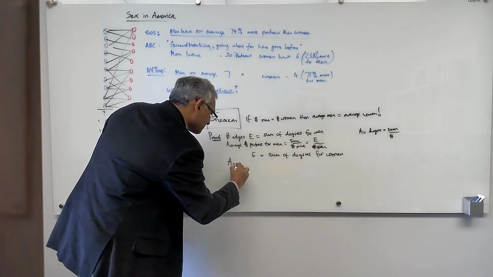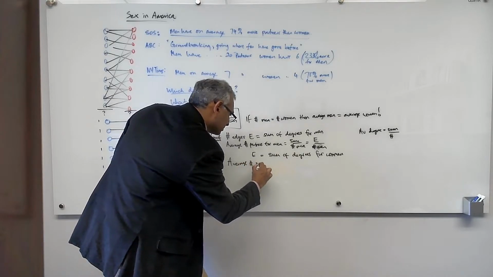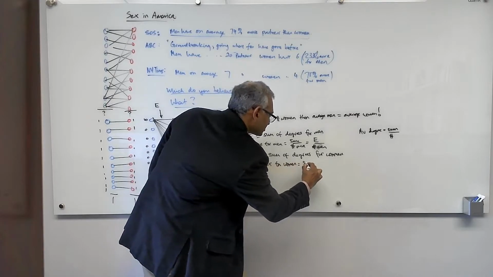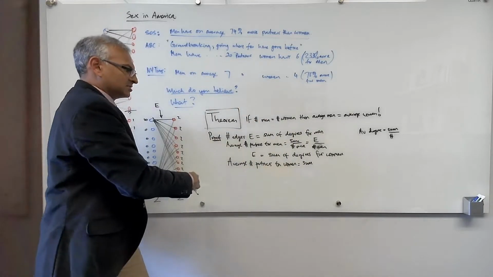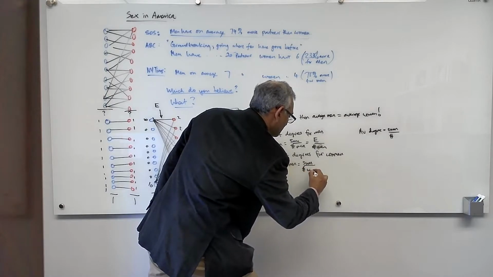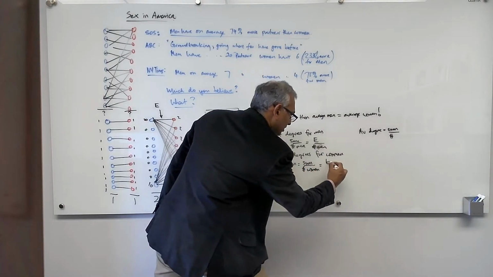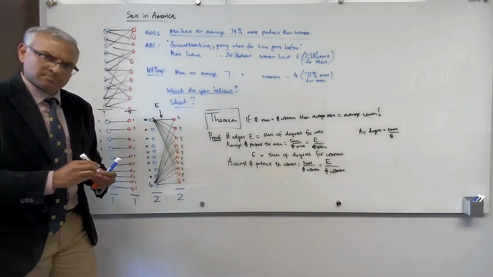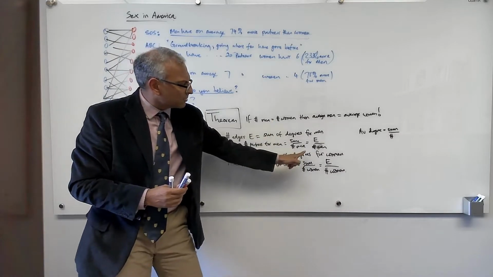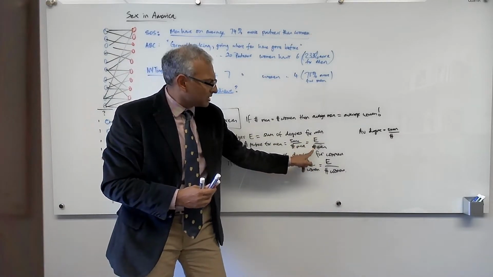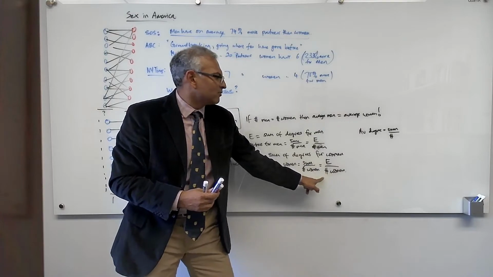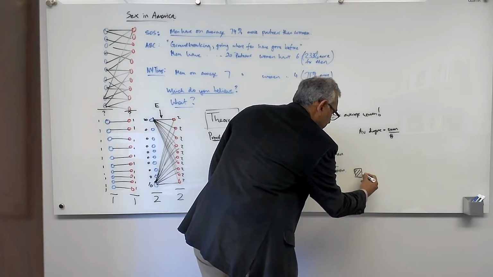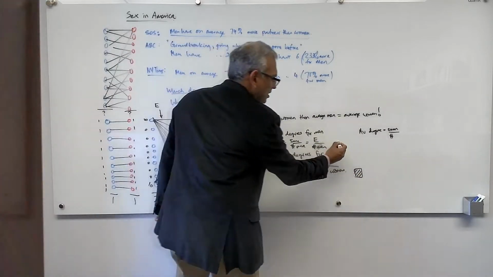And the average number of partners for women equals the sum of the degrees divided by the number of women, which is equal to E divided by the number of women. Now, if the number of men equals the number of women, then E divided by the number of men equals E divided by the number of women. End of proof. Theorem proved. Okay, so these two are equal.